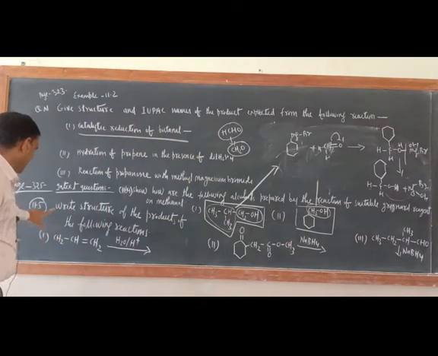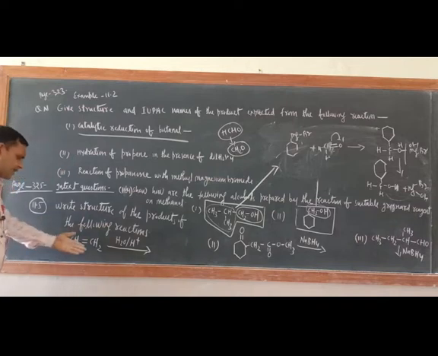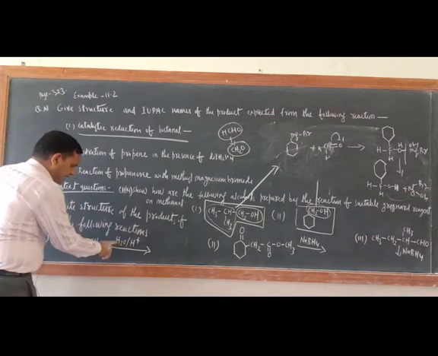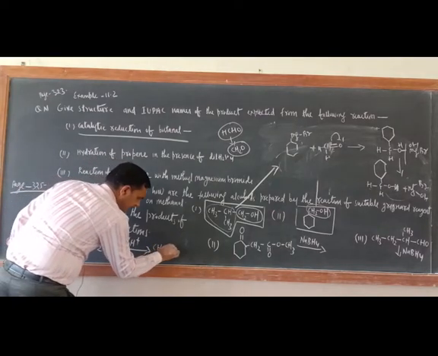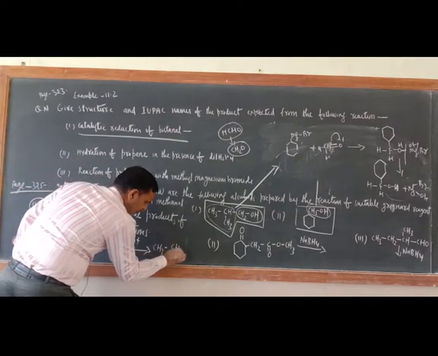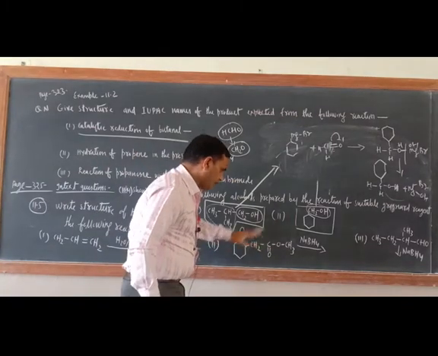What is the second one reaction? Write the structure of the product of the following reaction. Very easily you can do. This is acid catalyzed hydration of alkene. So here product will be CH3 CHOH CH3.